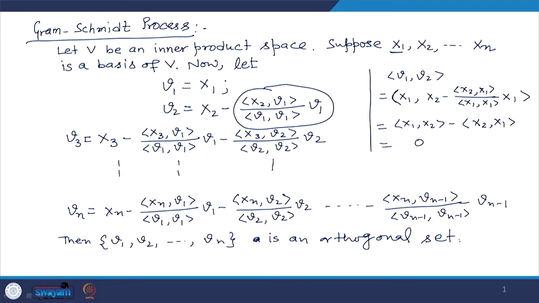Now, what is important here? Since x1, x2, up to xn is a basis of V, they span the vector space V. The question is whether this new set V1, V2, up to Vn is also spanning the vector space V. Yes, the span of x1, x2, up to xn equals the span of V1, V2, up to Vn. We can easily prove it.